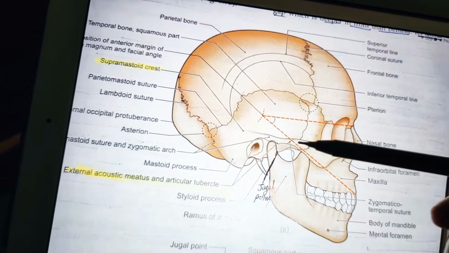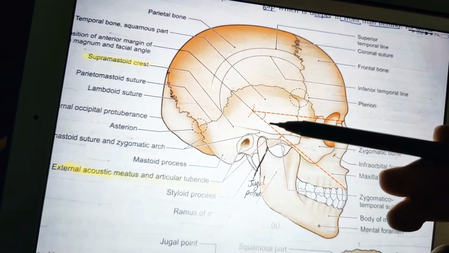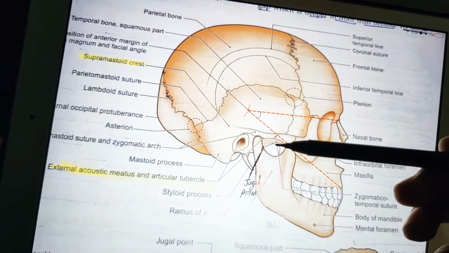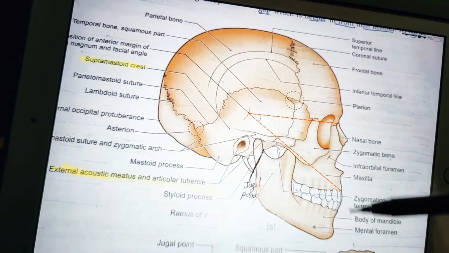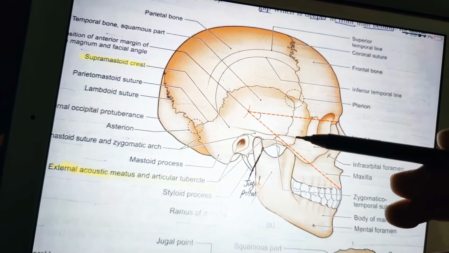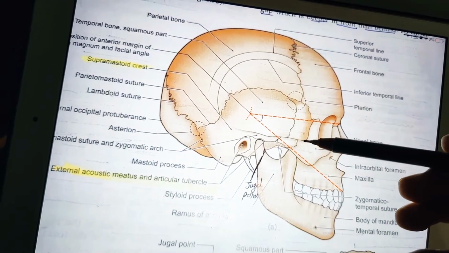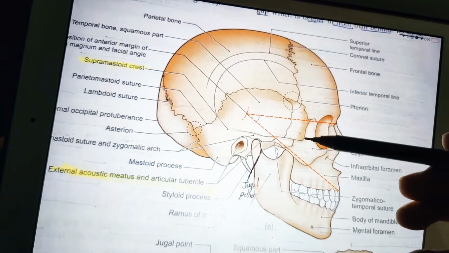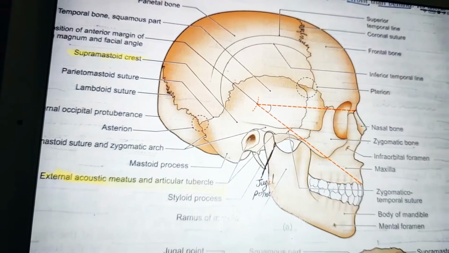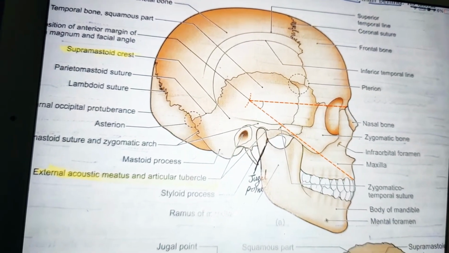If you see above this zygomatic arch, this is called the temporal fossa, and in this temporal fossa there is the temporalis muscle. Below this there is the masseter muscle. So these two muscles are present here. And if you see the lateral surface of this zygoma, especially anteriorly here, this point is called the jugal point. And this zygoma has two roots. One is the anterior root, one is the posterior root.